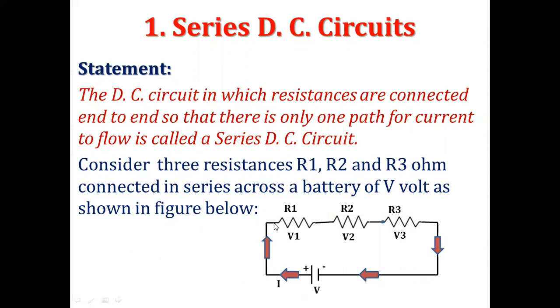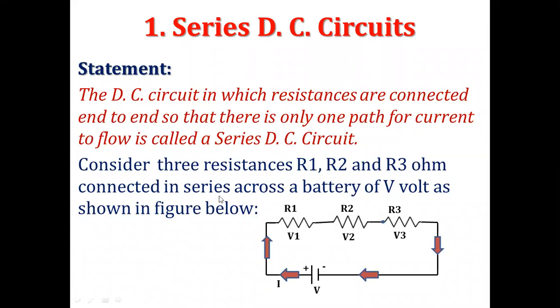The current flowing through R1 is I1, the current flowing through R2 is I2, and the current flowing through R3 is I3. Whatever current is flowing here, the same current is flowing everywhere, which means I equals I1 equals I2 equals I3. You can write that down, and that is correct.